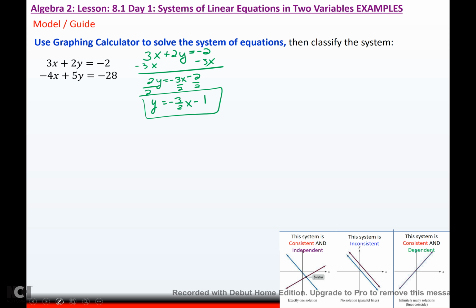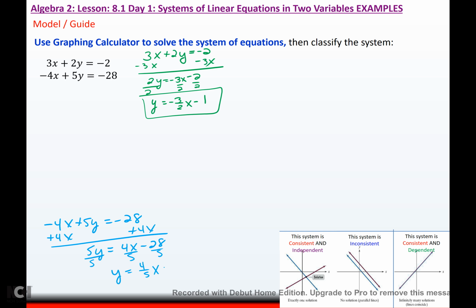There's one of them. To get the second one, I got to get y alone. So I have negative 4x plus 5y equals negative 28. Add 4x. I get 5y equals 4x minus 28. Divide by 5. I get y equals 4/5 x minus 28/5.